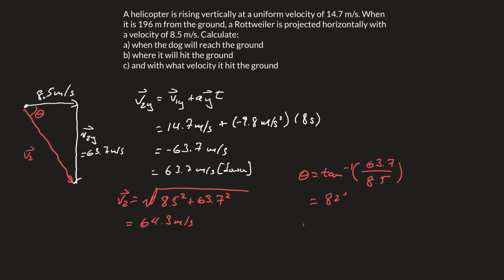So we would say that V2 as a vector is 64.3 meters per second, 82 degrees below horizontal. And that's the velocity at which the dog impacts the ground with. Now, this is a superhuman dog or a super dog, so it will survive this fall.